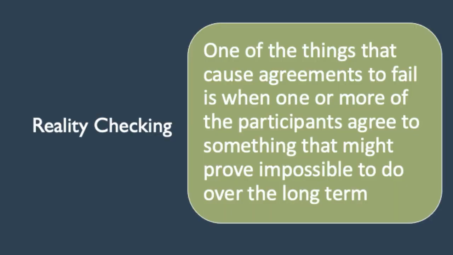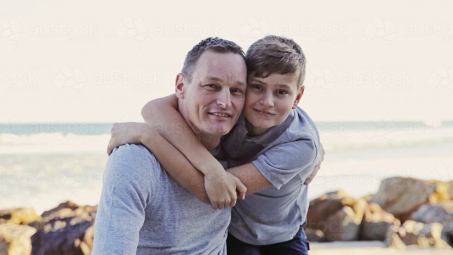Reality checking. One of the things that cause agreements to fall apart is when one or more of the participants agree to something that might prove impossible to do over the long term. For instance, a father might agree to visit his son every other weekend, even though his son lives more than 1,000 miles away. Solutions like these might prove difficult for both father and son over the long term.